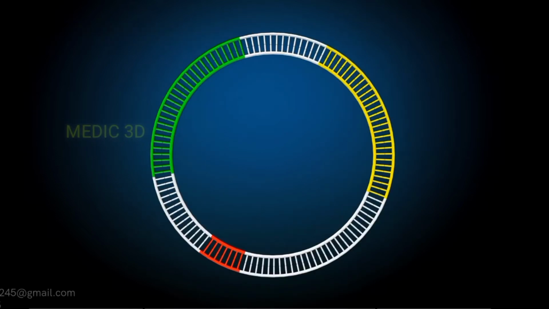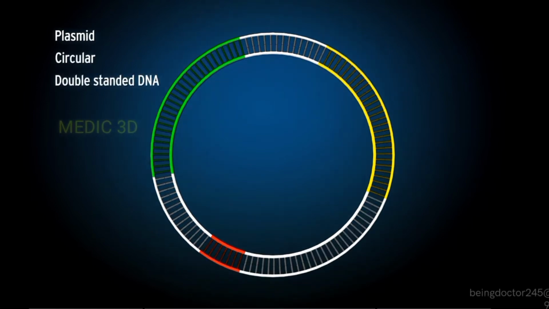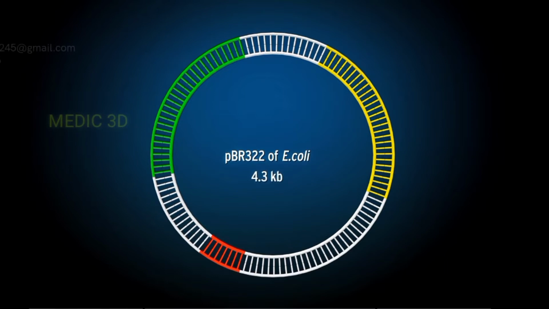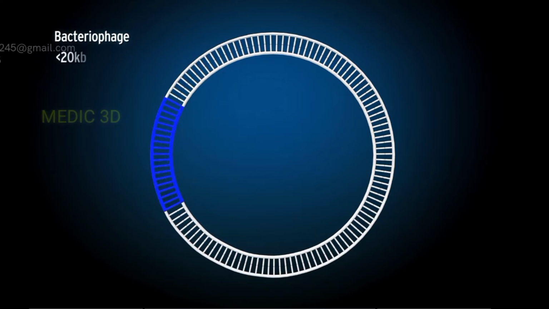The most common vector is a plasmid. Plasmids are the circular double-stranded DNA of bacterial cells. A popular plasmid is pBR322 of E. coli. Other popular vectors include bacteriophage. Phage vectors can carry up to 20 kilobases of foreign DNA as an insert.